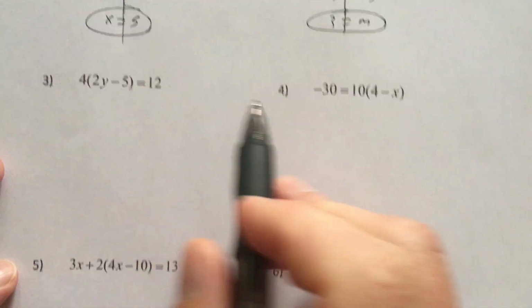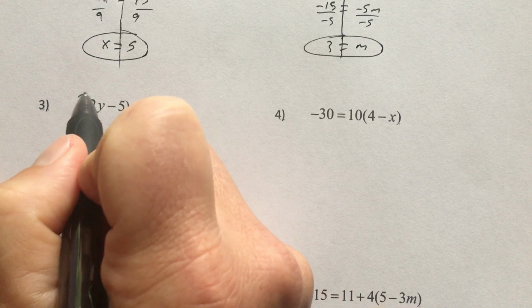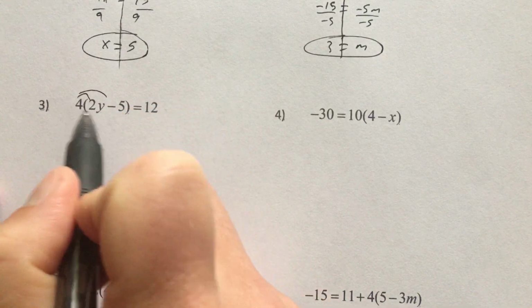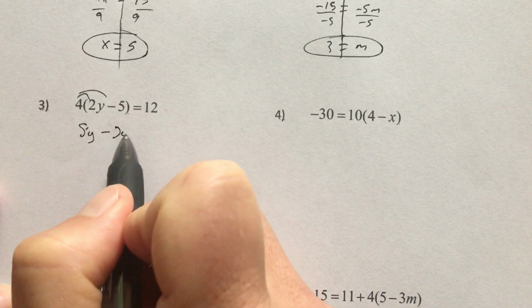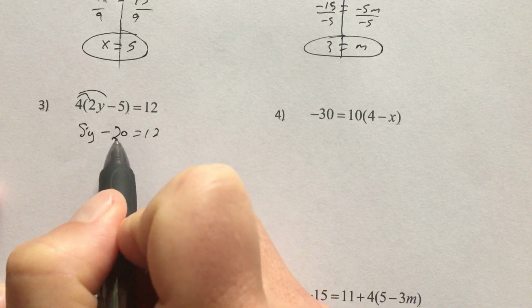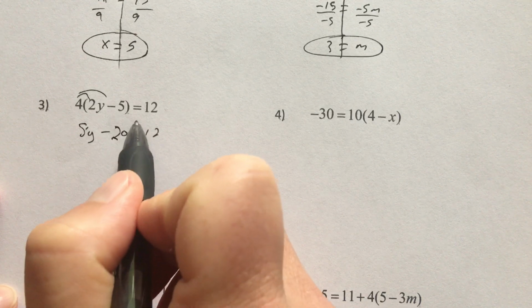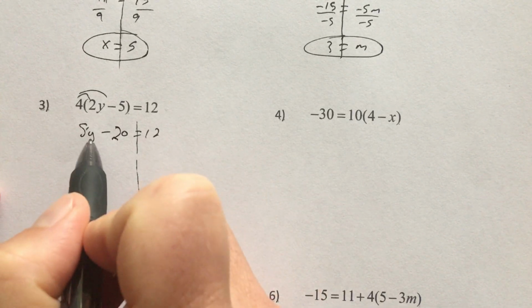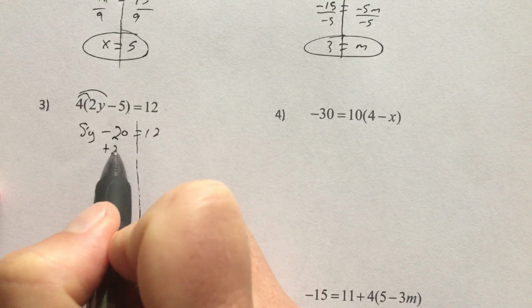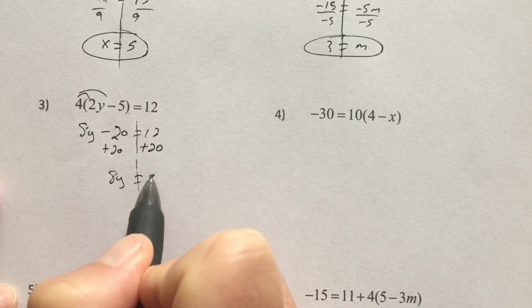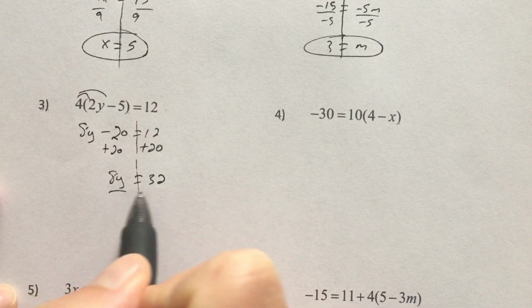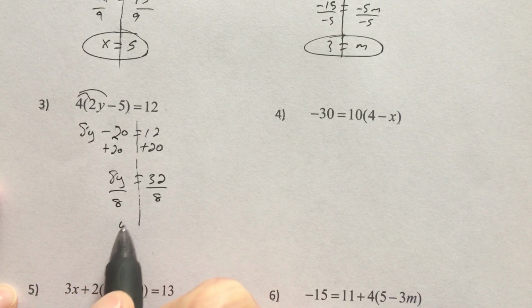For these next two, we're going to be doing some distribution, right? We're going to multiply by 4 here. 4 times 2 will give me 8. 4 times 5 will give me 20. And now I'm in that two-step look. So I'm going to keep the 8 next to here. Let's get rid of this minus 20. I'm going to go plus 20, 8y equals 32. Divide by 8, and we get y equal to 4.